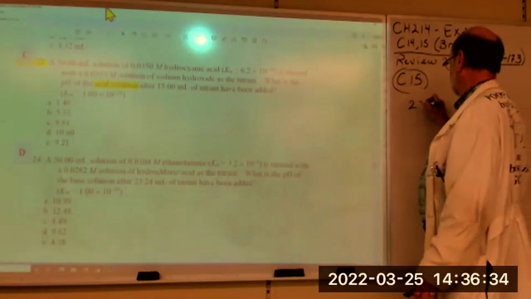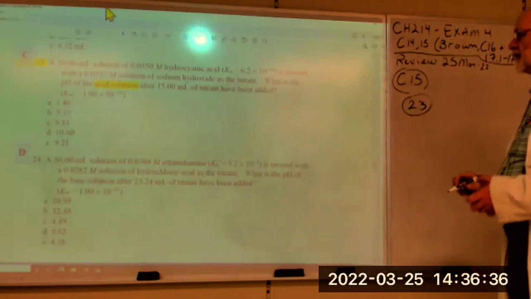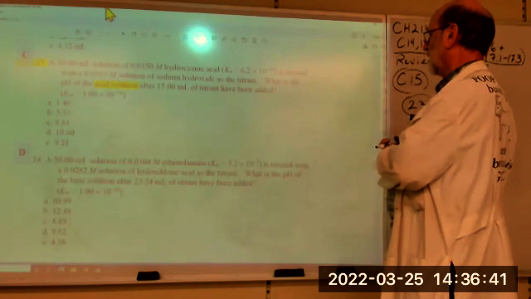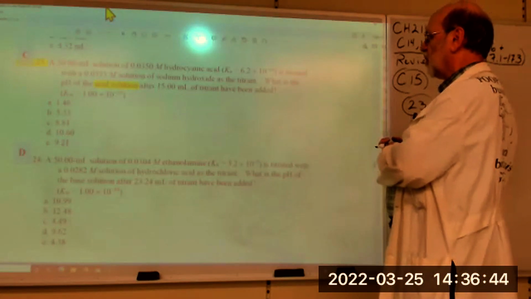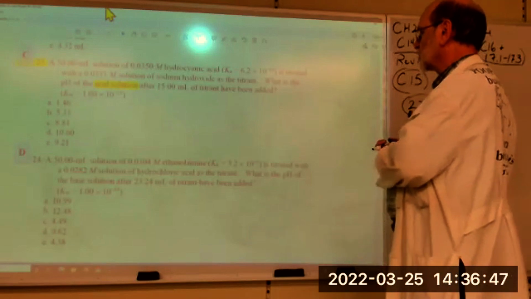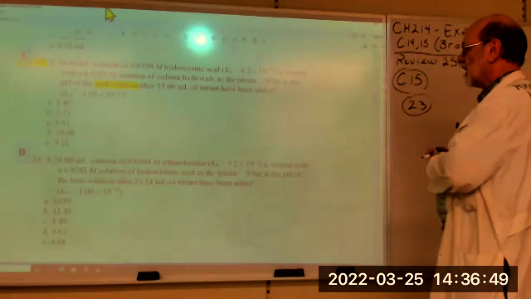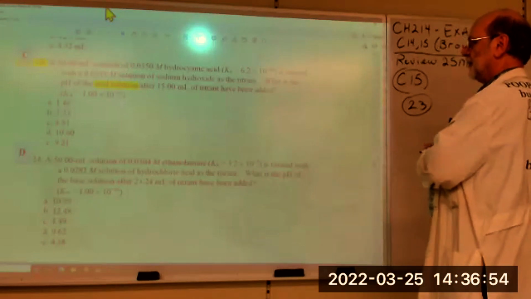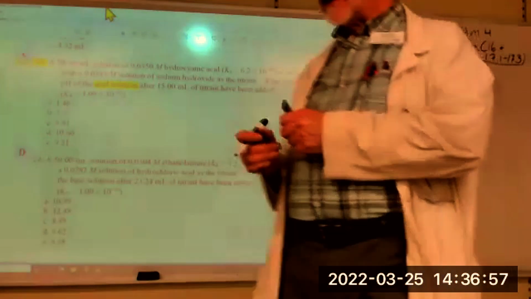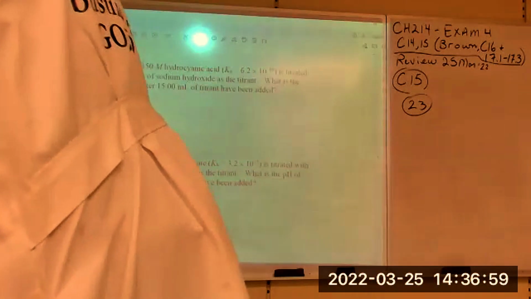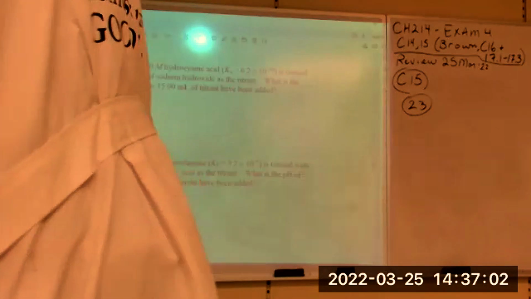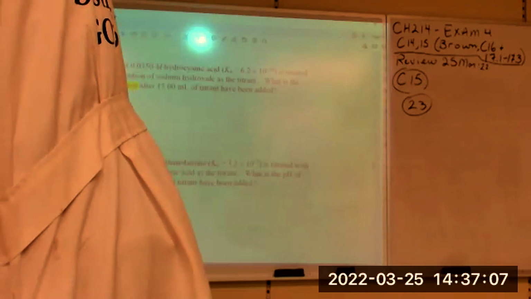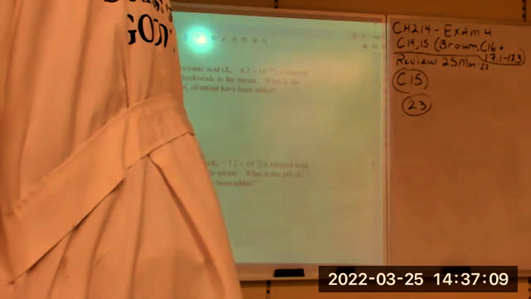Number 23. A 50 milliliter solution of 0.035 molar hydrocyanic acid is titrated with a 0.0333 molar solution of sodium hydroxide. What's the pH of the acid solution after 15 milliliters of titrant have been added? Okay, in this one, we do have to do a stoichiometry followed by an equilibrium.